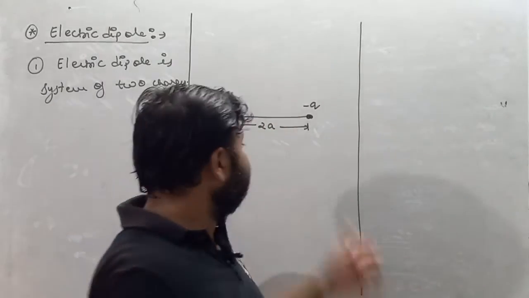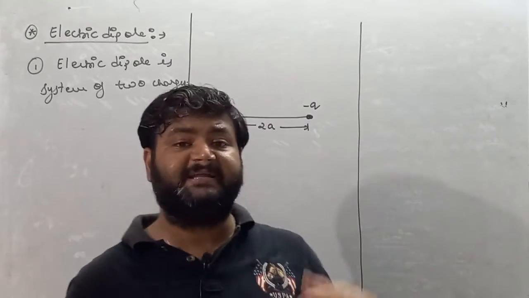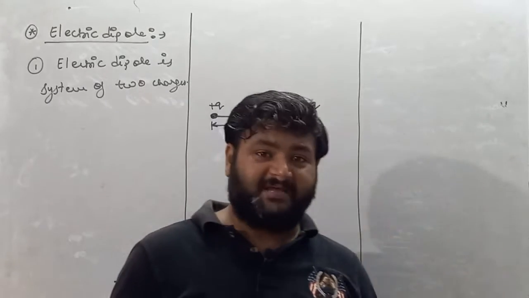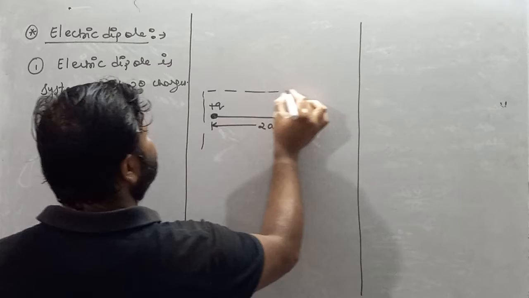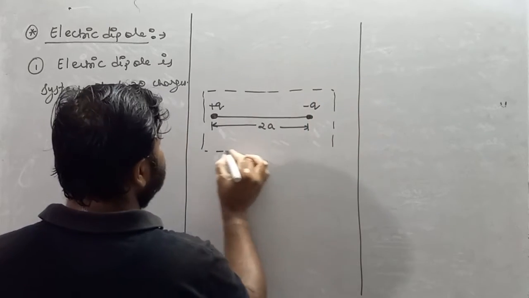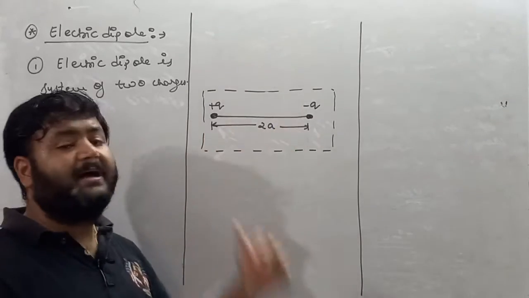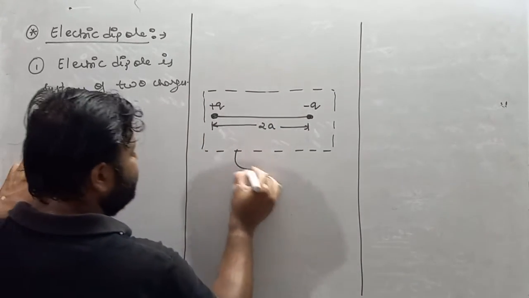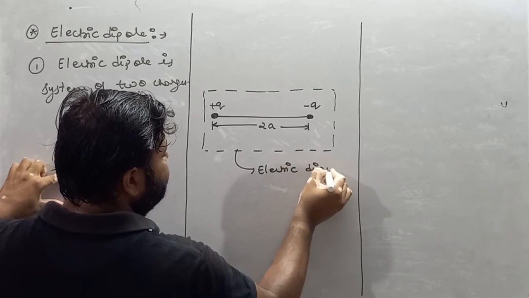This is why, because when we are solving some numerical, or deriving some formula, 2a gives an easy way. So this is basically a system of two charges, same in magnitude, opposite in nature, separated by a small distance. This system is called an electric dipole.